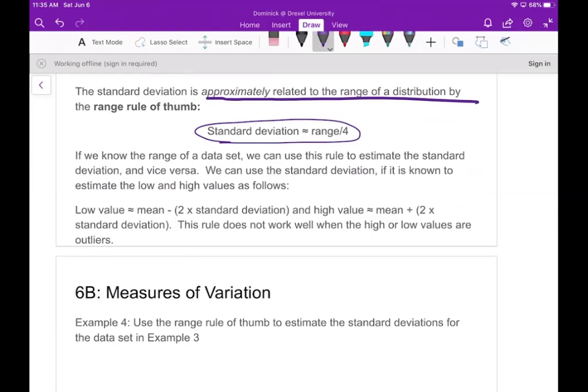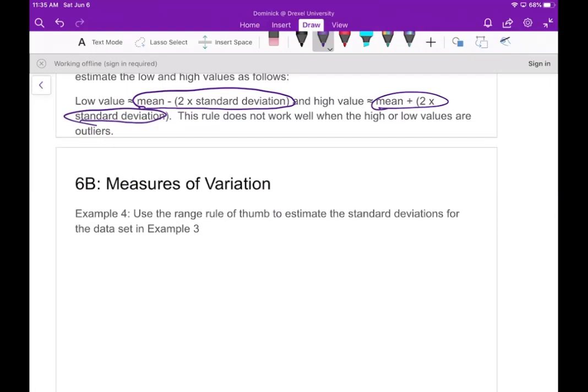Okay, and then you can also, of course, use the standard deviation to estimate the low and the high values, right? So the low value would be the mean minus 2 times the standard deviation, and the high value you could estimate would be the mean plus 2 times the standard deviation, right? Now, of course, this rule won't work well if you have outliers as your high or low values, but that's the way that we can sort of use that.